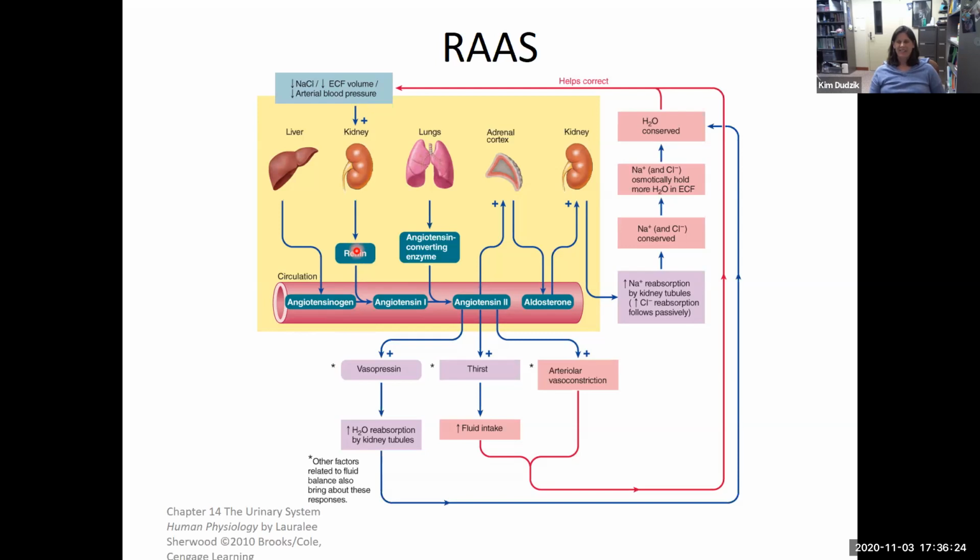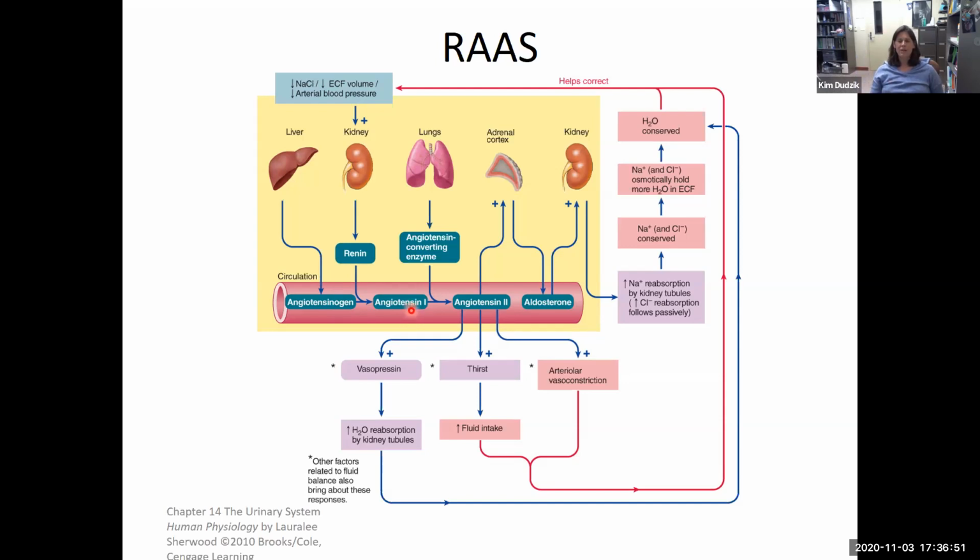So when the granular cells sense there's a lower blood pressure, or the macula densa cells sense that there's less sodium salt coming through the tube, then it signals those granular cells to release renin. Renin's now in the general bloodstream, and it converts angiotensinogen into angiotensin 1. Now that's coursing through your blood.